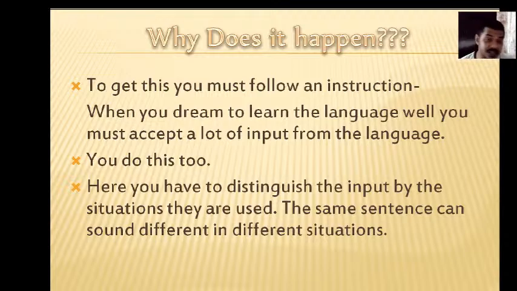And here you have to distinguish. Distinguish what? Distinguish these inputs by the situation they are used in. So this is the most important. Your sentence must be situational, and your sentence is obviously with some purpose. So what's the purpose of this sentence? So this situation must be understood, and your input must be treated as per the situation. So you'd understand what's going on, why these sentences are produced, and what you'd have to do in future. That's your learning now. So the same sentence can sound different in different situations. Okay?